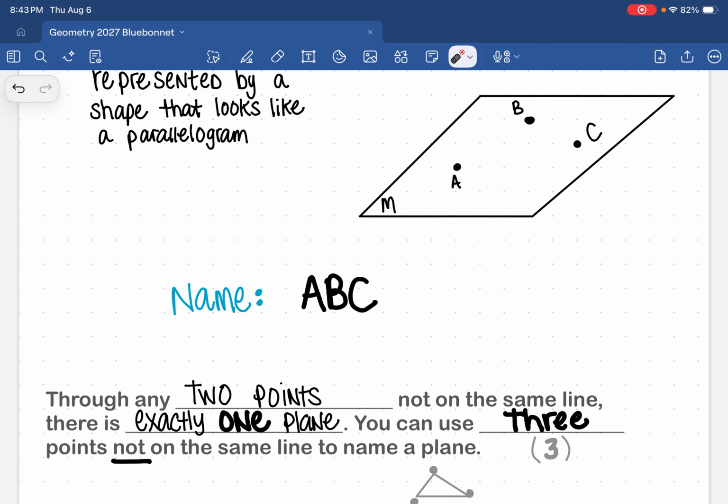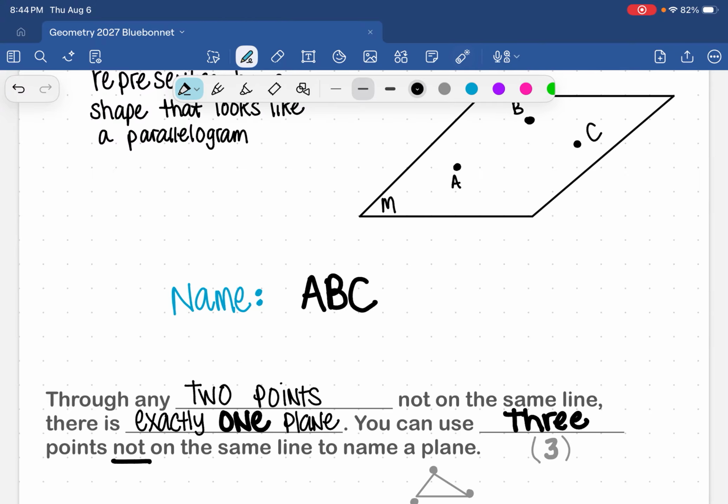I could take all of those names and put them backwards, rearrange them, and I would have more names for this plane. A plane can have a lot of different names. It just depends on how you put the letters together. All of them are correct.